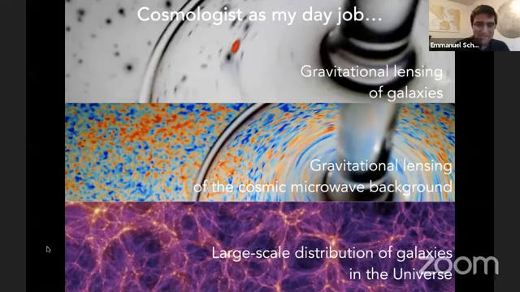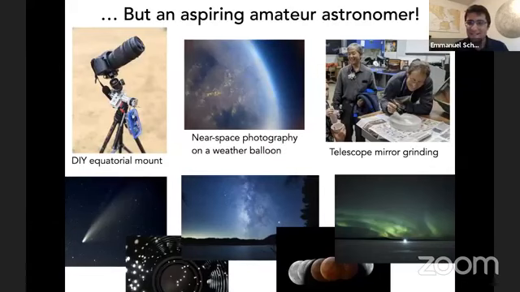But as Mary said, apart from technically being a professional astronomer, I am also an aspiring amateur astronomer. So I love DIY projects. I'm currently trying to finish my mirror grinding for an amateur telescope, and I like to put my photo camera on top of random DIY mounts and try to take photos of what I can with more or less success.